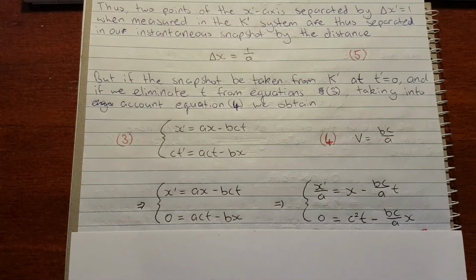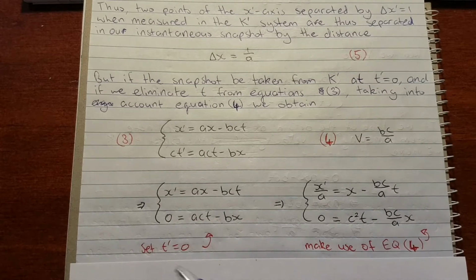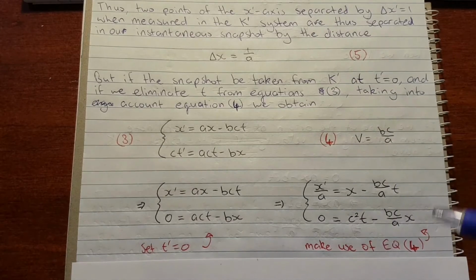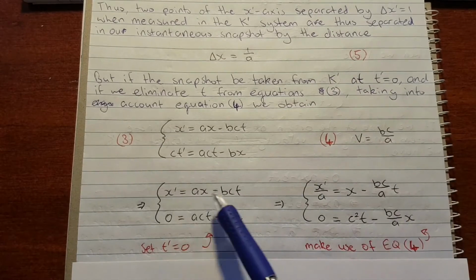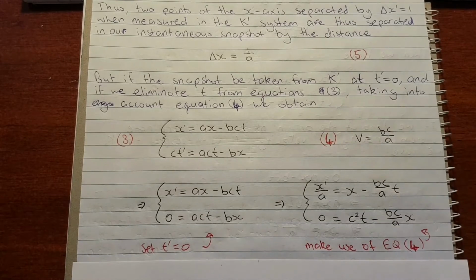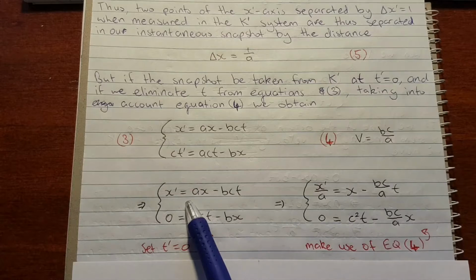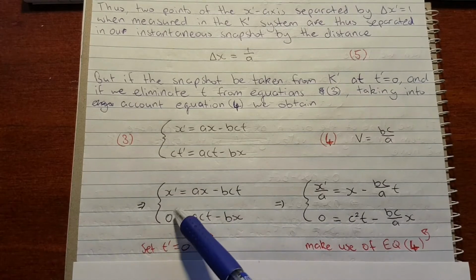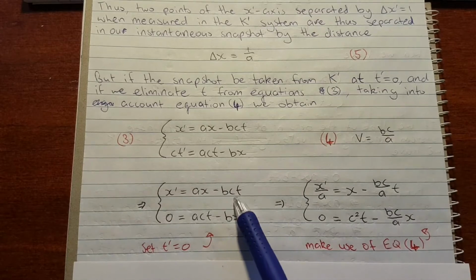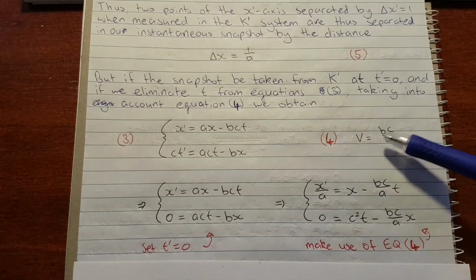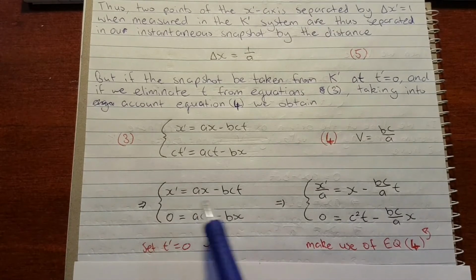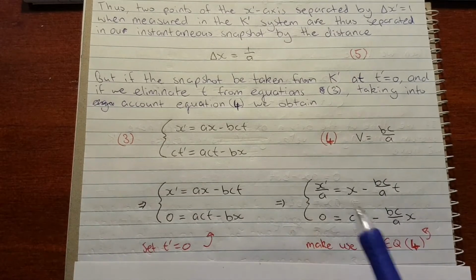Now, we've set t primed equal to 0. Let's make use of equation 4 by seeing if we can rearrange it a little bit to get bc on a, so we can just write that as v. In this equation, if we just divide by a, we'll get rid of that a here. Here, we'll have bc divided by a, which is what we want, because then we can just write that as v. And of course, on this side, we'll just have x primed divided by a.